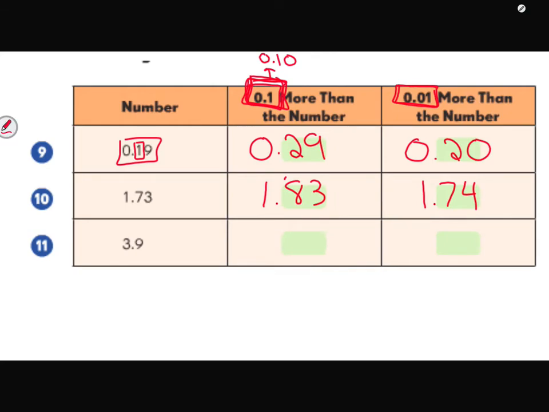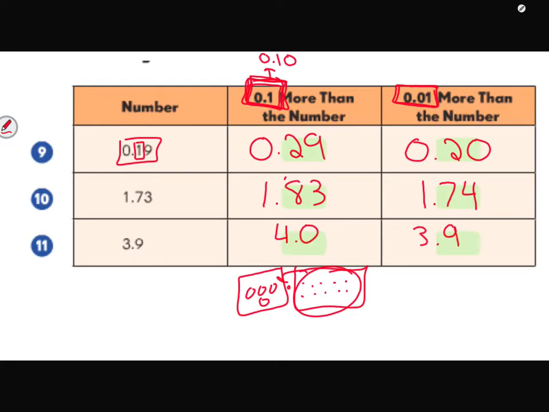So if I have 3 and 9 tenths, 1, 2, 3. So I have 3 wholes in my ones, and I have 9 tenths. As soon as I add a tenth here, I can regroup them and put it over here, and I would get 4 wholes.